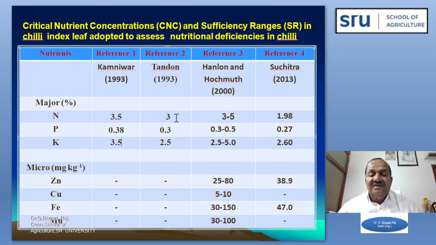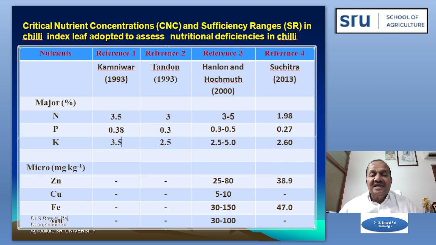Here he has given these three: the reference limit for nitrogen, the critical nutrient concentration (CNC) for phosphorus 0.3, and CNC for potash 2.5. Like that, others are also given. And for zinc, the reference level given is 25 to 80, and 38.9. Some others are also given.